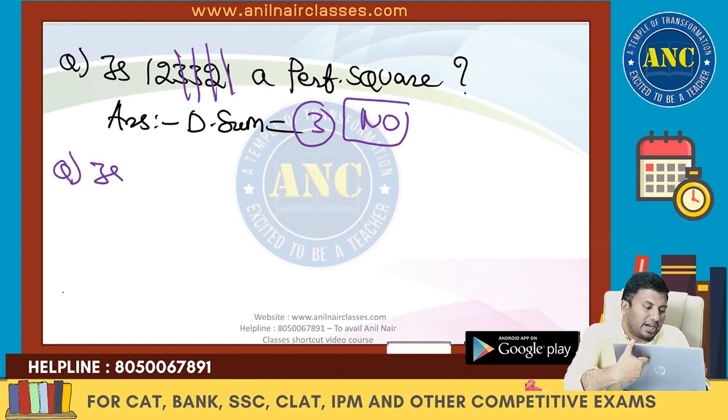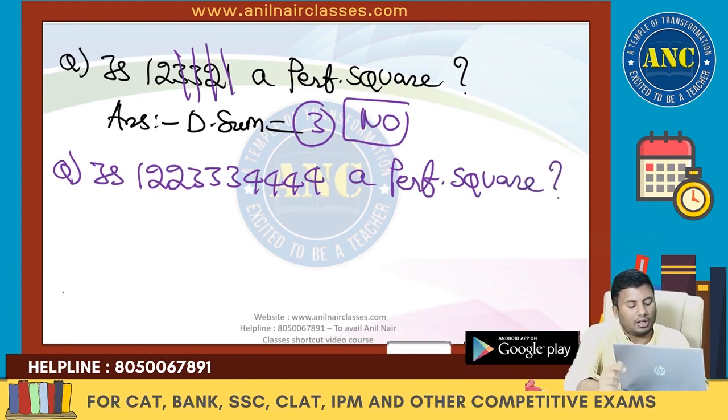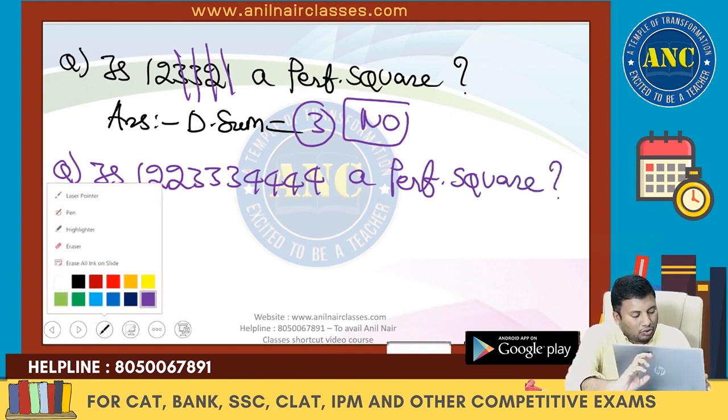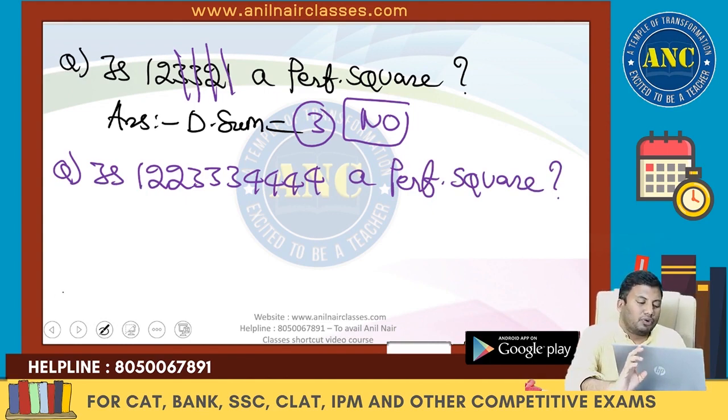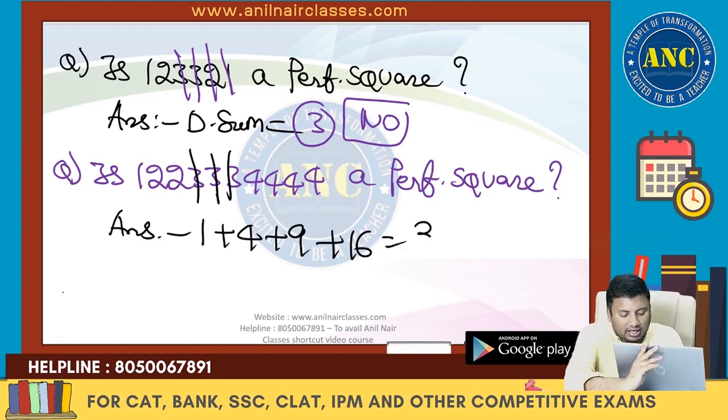Second question: is 1223344444 a perfect square? Two examples, otherwise it will be theoretical by nature. Is 1223344444 a perfect square? 3 plus 3 plus 3 is 9. 1 plus 2 plus 2 is 4, plus 9, plus 16, which is 30. 30, digital sum is 3.